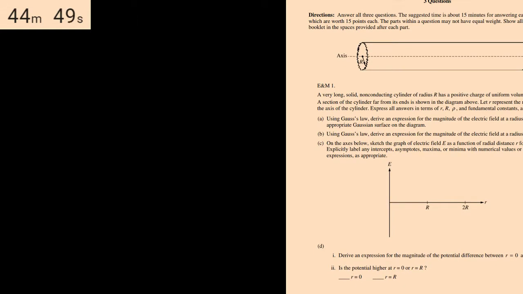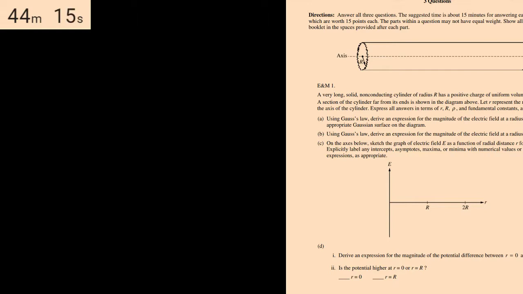So we have a very long, solid, non-conducting cylinder of radius R, and it has a positive charge of uniform volume density rho. A section of the cylinder far from its ends is shown in the diagram above. Let r represent the radial distance from the axis of the cylinder. Express all answers in terms of r, big R, rho, and fundamental constants as appropriate. The first question is just asking us to derive an expression for the magnitude of the electric field at a radius that is less than big R, and to draw an appropriate Gaussian surface on the diagram.